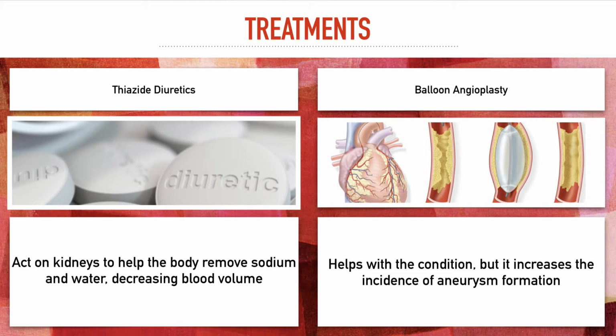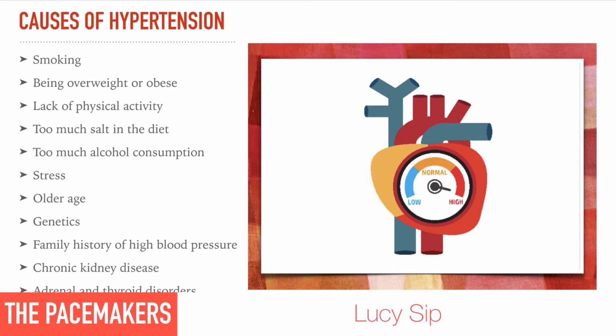However, if your blood pressure remains high despite taking 3 different drugs, you may have a resistant hypertension. In this case, you may undergo some invasive treatment for hypertension. An example is balloon angioplasty. This helps with the condition, but it does not yield better results over the long term and may increase the incidence of aneurysm formation.